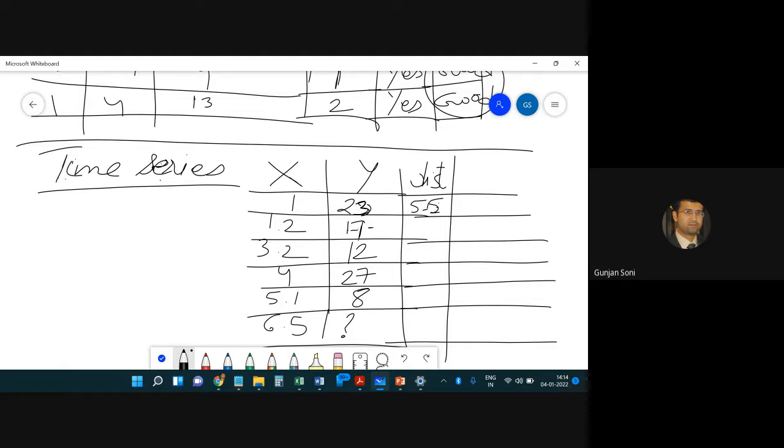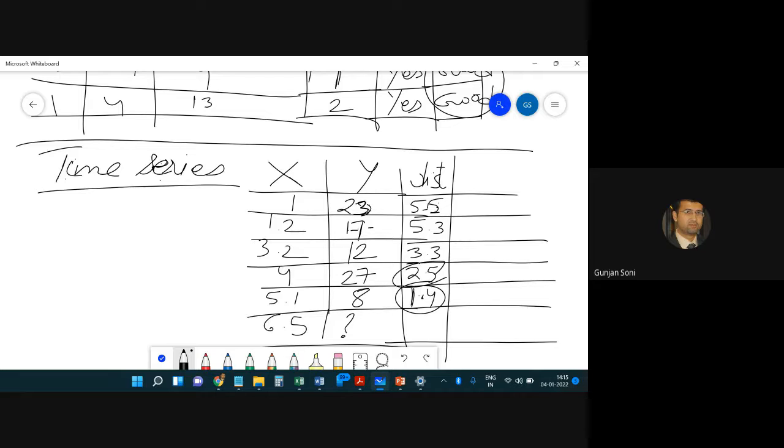Similarly, distance between 6.5 and 1.2 is 5.3. Distance between 3.2 and 6.5 is 3.3. And this is 2.5. And this is 1.4. Okay, now which are the nearest neighbors to 6.5? We can see these two are the nearest neighbors to 6.5.